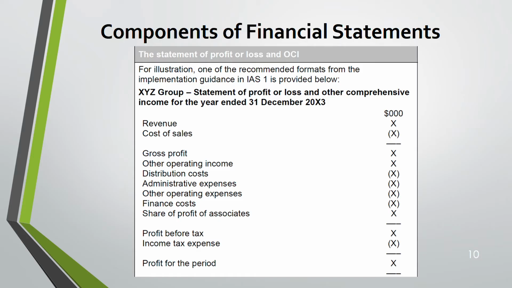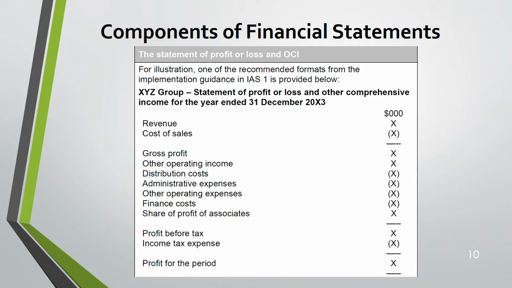Okay, so you start with revenue, cost of sales, and the gross profit you get. Then add all income and deduct all expenses. What type of expenses? Distribution expenses, admin expenses, operating expenses, and finance cost, which is interest on loan. Then the share of profit of associate. In group accounting, you'll be having this.